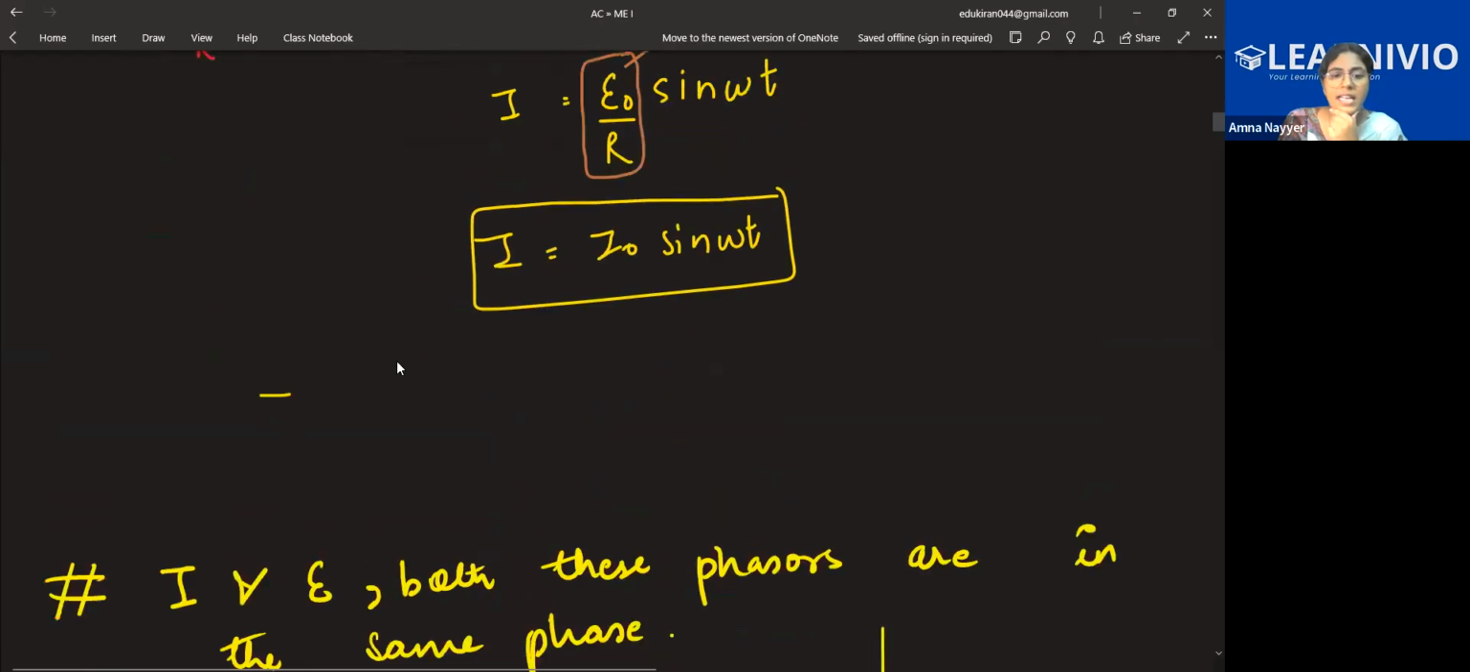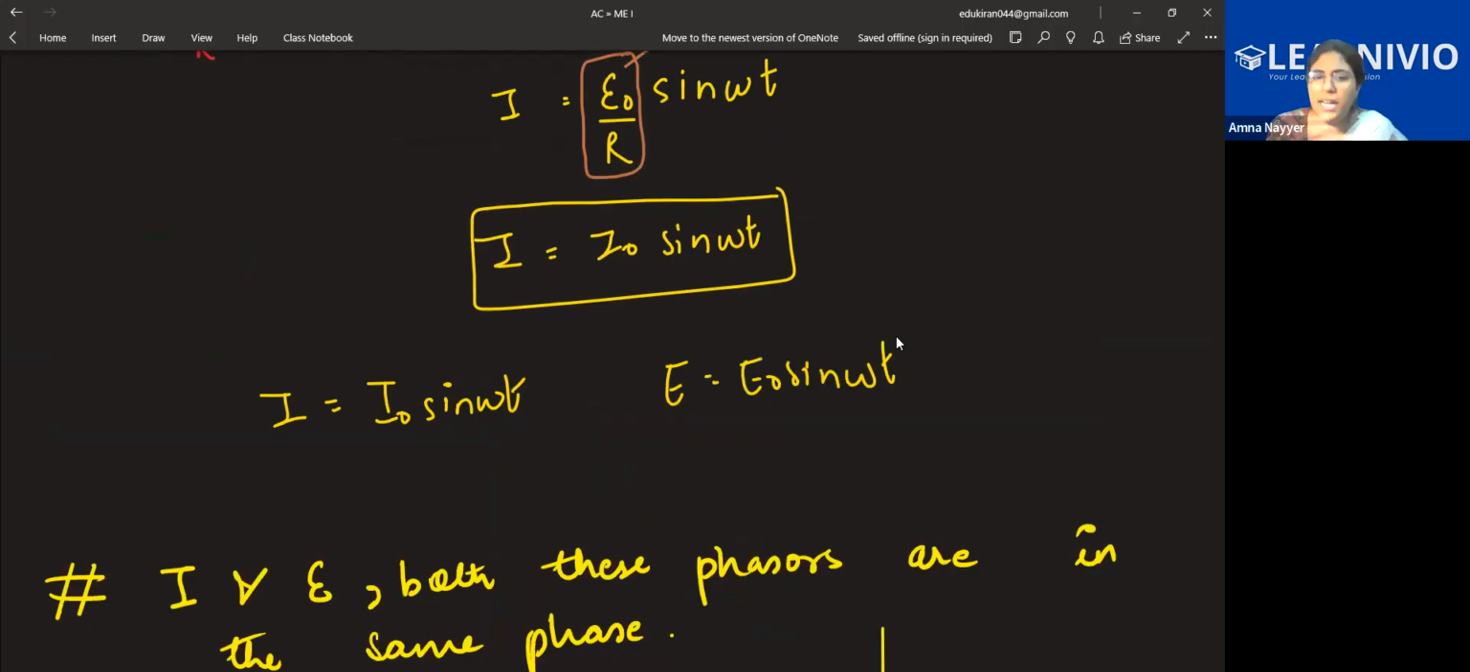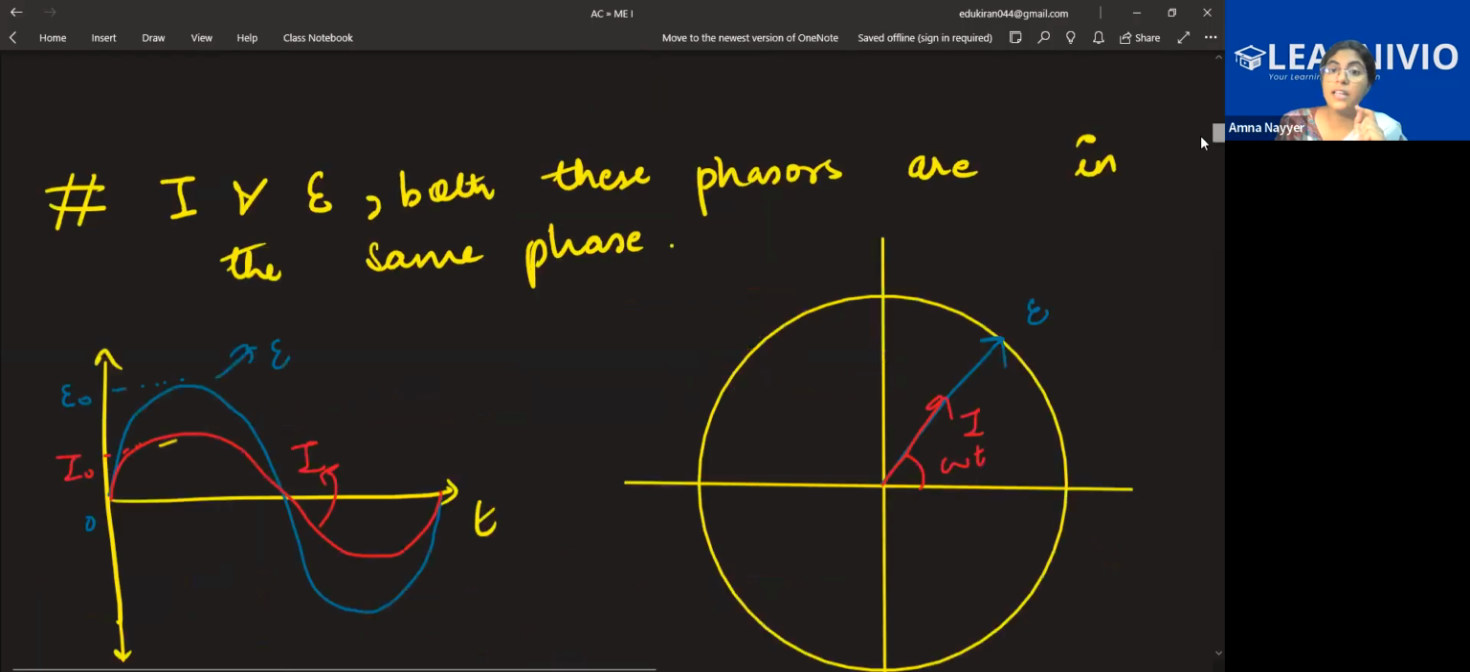See, I is equal to I naught sine omega t. E is equal to E naught sine omega t. Can you see any addition of angle anywhere? Same exact equations means that's why I was saying this is the easiest case. Both are in the same phase. The current and voltage are in the same phase. So how to represent it graphically and with the help of phases.